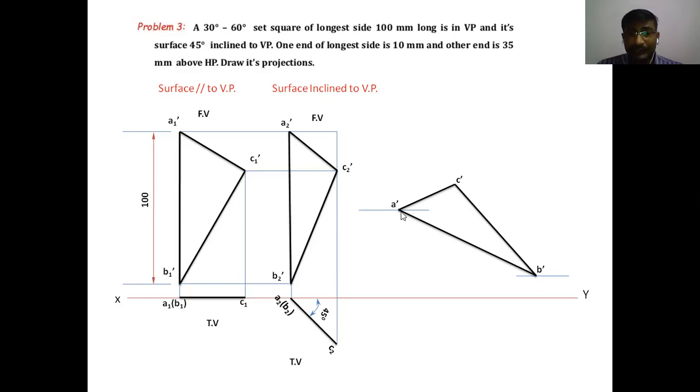Okay, this is the longer edge. One end of the longer edge, B dash, is at a distance of 10 mm here, and the other end of the longer edge is A dash, which is at a distance of 35 from the XY line. We follow the given conditions. By following the given conditions, we have to draw this longer edge in the third stage front view. After getting these 2 points, to get the C dash, the third point, take these lengths as radii, take the centers A dash and B dash respectively, and by drawing the arcs, the intersection of those arcs will be the C dash point.